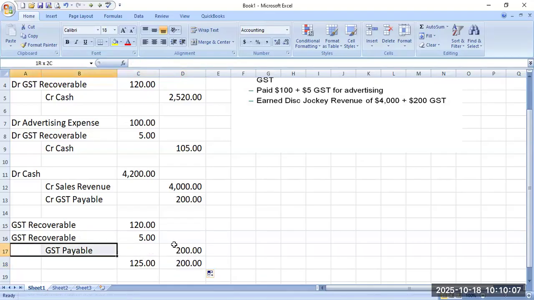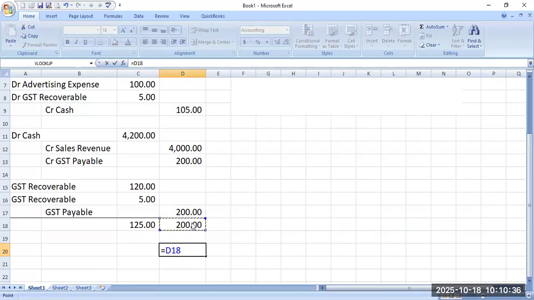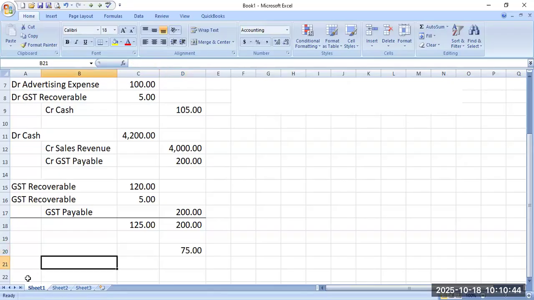Okay, so what we're gonna do, we're gonna see which one is higher. If the recoverable, we have to ask the government. If the payable, we have to pay to the government. Where we are at this point, which one is higher? Recoverable or payable? Payable. How much higher is the payable? 75. It's equal to this one minus that one. $75 more. So what we're gonna do now? We have to pay it to the government.